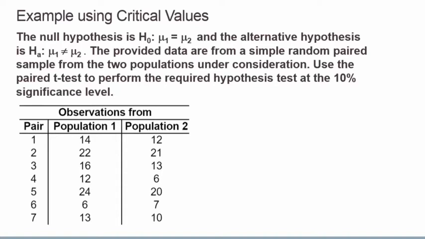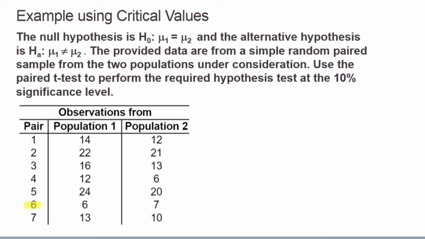Observations, and we have pair, population 1, population 2. For pair 1, population 1 is 14, population 2 is 12. For pair 2, population 1 is 22, population 2 is 21. For pair 3, population 1 is 16, population 2 is 13. For pair 4, population 1 is 12, population 2 is 6. For pair 5, population 1 is 24, population 2 is 20.